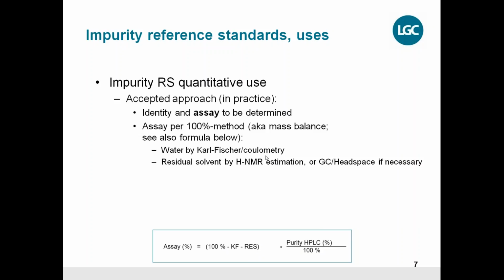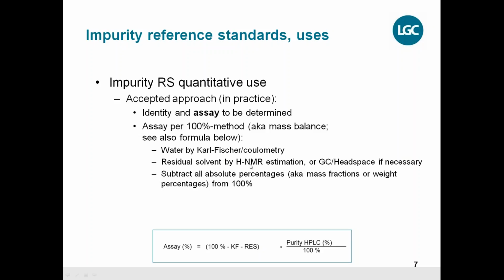So water by Karl Fischer, or the coulometry version of Karl Fischer. Residue solvents, you can do that by HNMR estimation, or you can also use a gas chromatography headspace approach if necessary. For an impurity, it's a little bit over-designed to do that, but for APIs, that could be a good approach, to use GC headspace, for example.